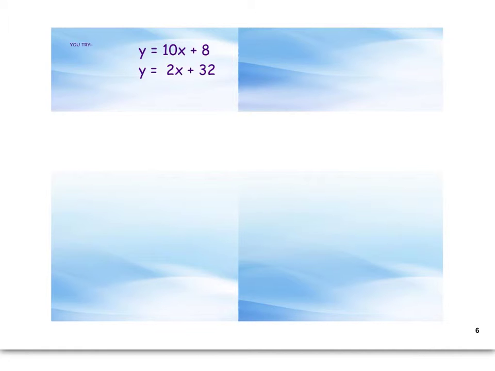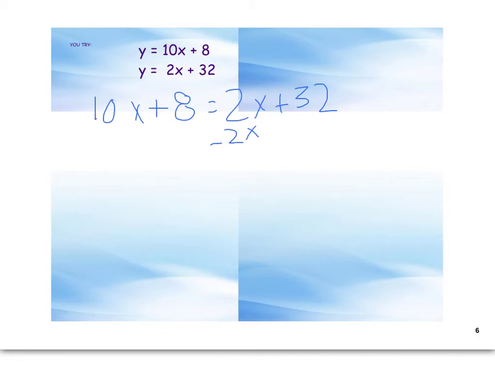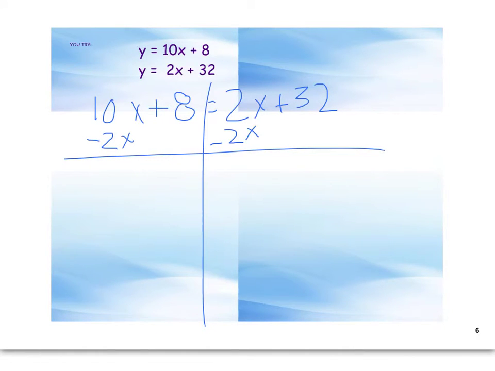So since both of these equations equal y, we can set them equal to each other. 10x plus 8 equals 2x plus 32. Now when we have variables on both sides, we want to make sure that our variables can get all on one side. So I'm going to subtract 2x to get that out on the other side. So those will cancel. 10x minus 2x is 8x plus 8 equals, we've got a positive 32 left over.